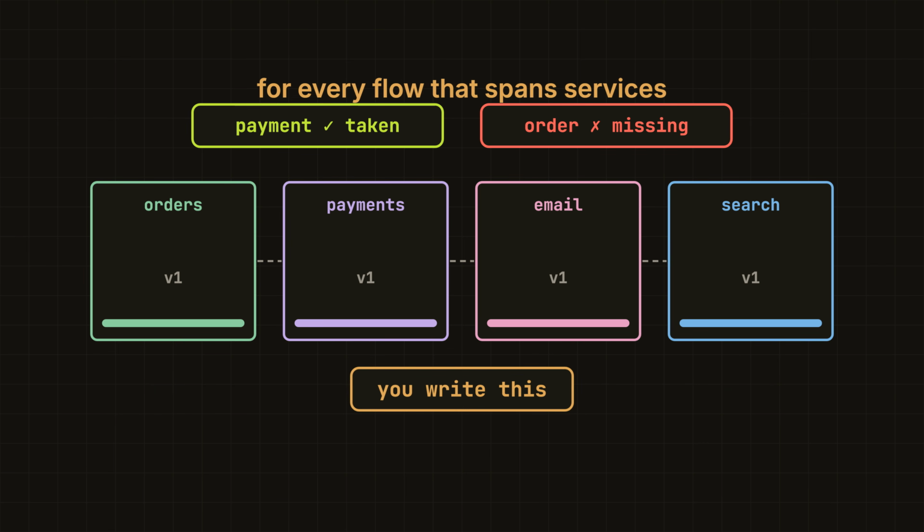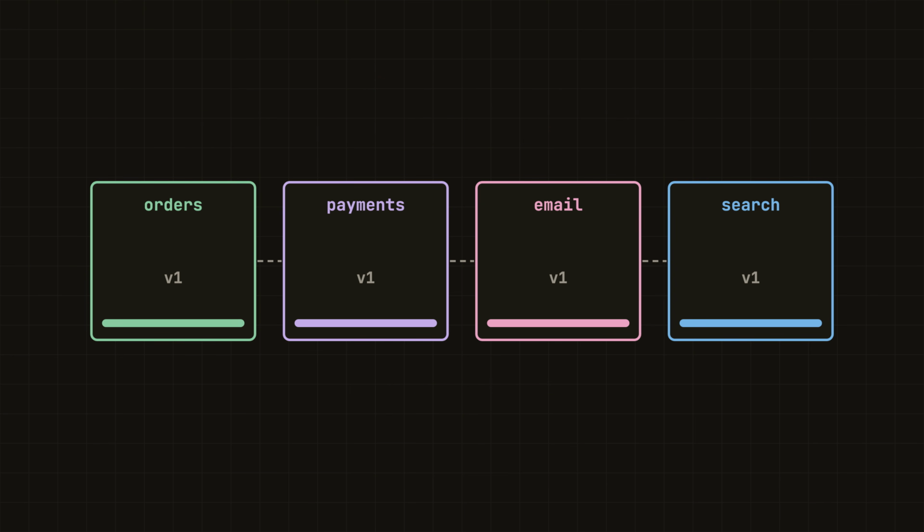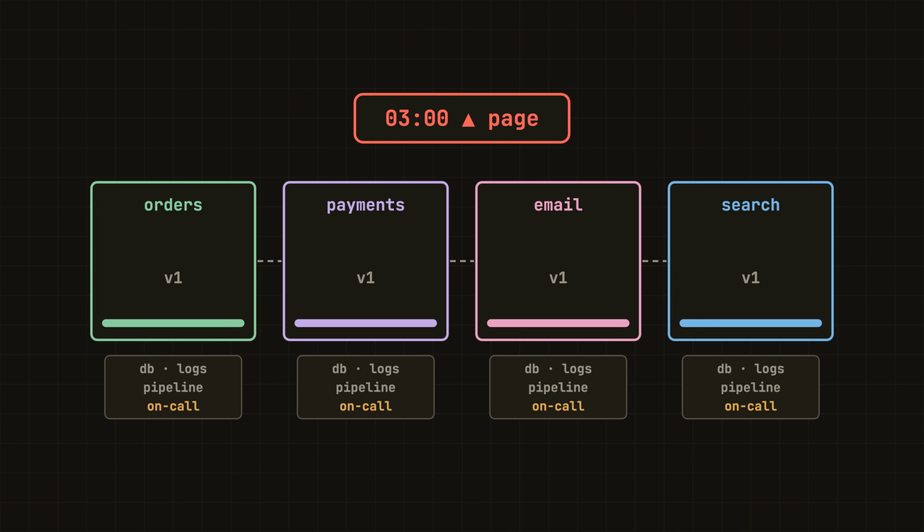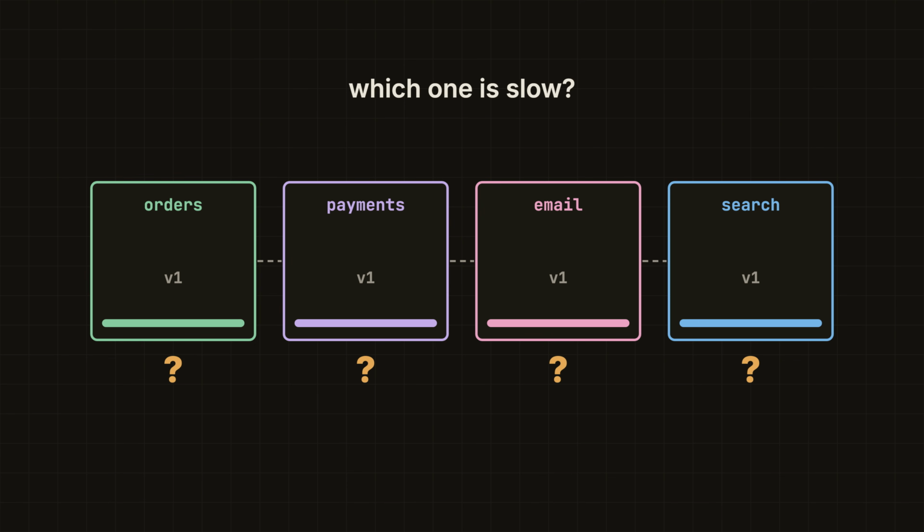We have to build the undo ourselves in application code for every flow that spans services. And then there is everything that is not the code at all. Every service needs its own deploy pipeline, the automated steps that build it, test it, and release it, and its own alerts, and somebody who gets woken up at 3 in the morning for it. And when something is slow, which service is slow becomes a genuine investigation because the request touched four of them.